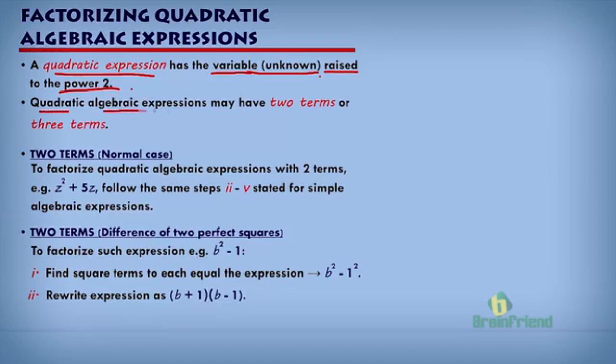Now, take note that quadratic algebraic expressions may have 2 or 3 terms. In this class, we'll be dealing with quadratic expressions that have 2 terms and 3 terms. Now, for quadratic expressions that have 2 terms, we have a normal case, for instance, z squared plus 5z. That's just 2 terms. Z squared plus 5z. When we have situations like this, where we have one of our variable raised to the power of 2, and then the other one is a mixture of a number and a letter, there are steps that we should follow.